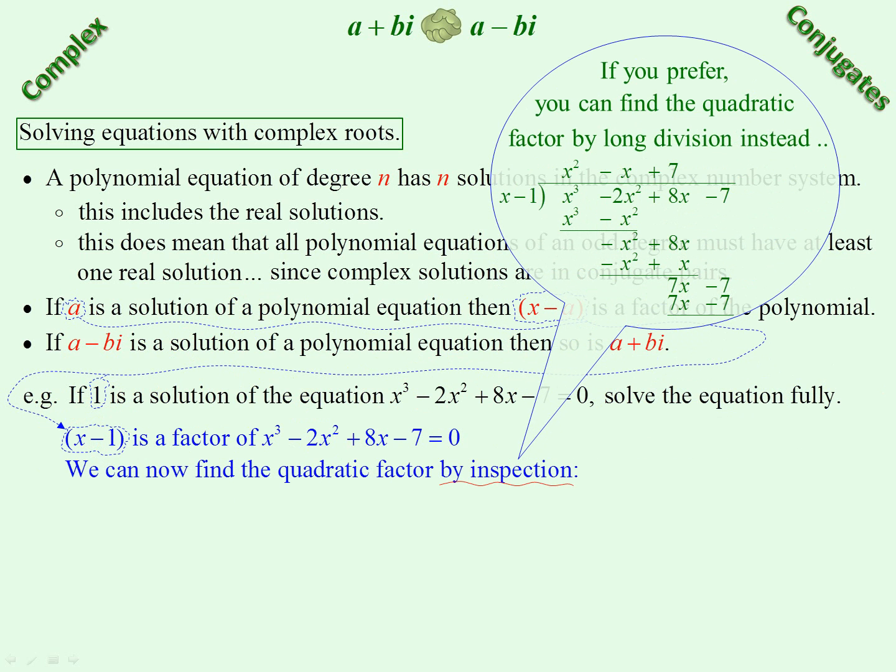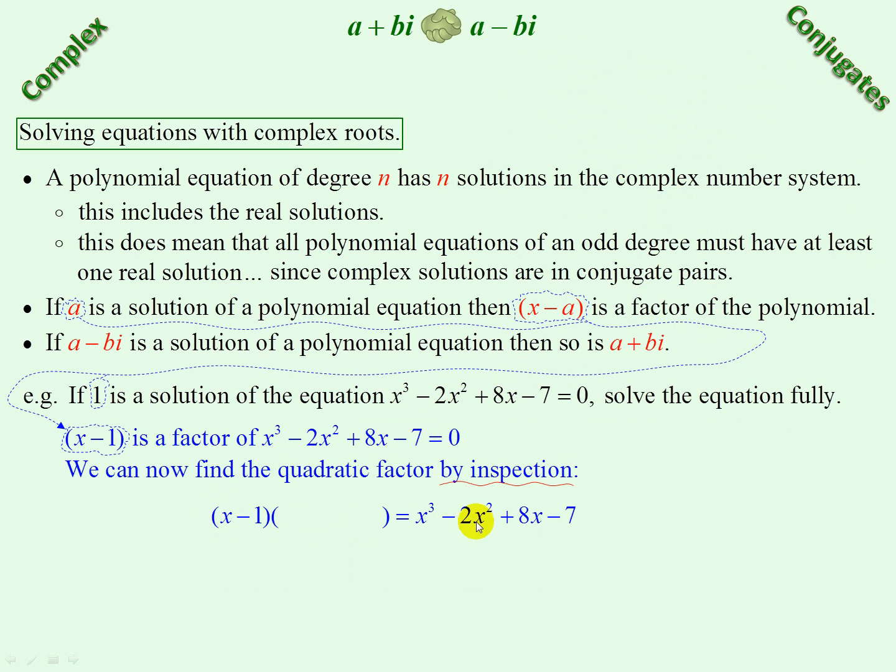So now we're going to find the quadratic factor by inspection. But as a side note, you can find the quadratic factor by long division instead, and there's the long division sum where there's the quadratic, there's the cubic there, and I've divided by x minus 1, long division, and I end up with x squared minus x plus 7. And lots of people are more comfortable doing it that way, and you're welcome to do it that way. But inspection is faster.